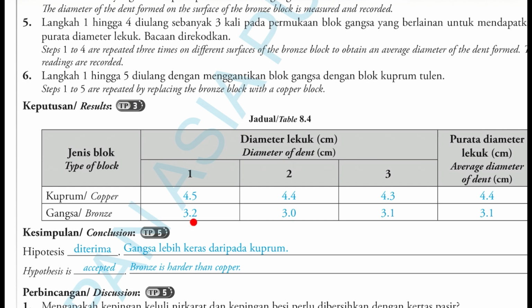Why is that? Because you see it produce smaller diameter of dent compared to a copper. Jadi lekuk yang terhasil pada bronze ini lebih kecil. Kenapa lebih kecil? Sebab bronze ni, alloy, is harder than copper. Copper ni adalah pure metal.